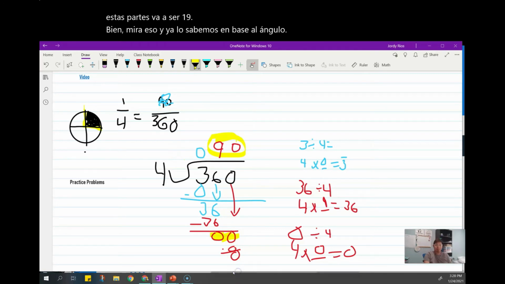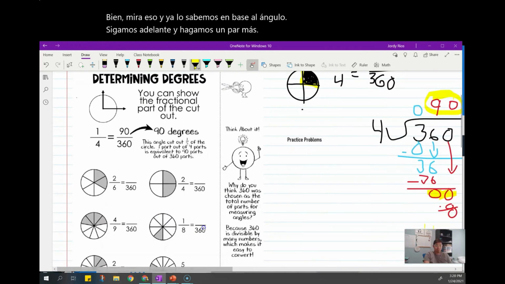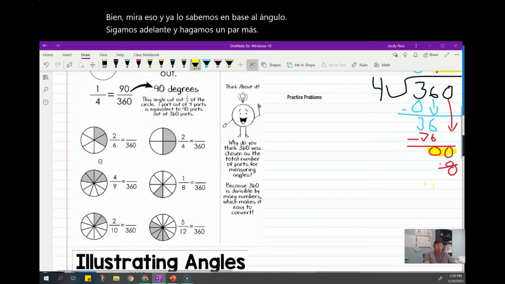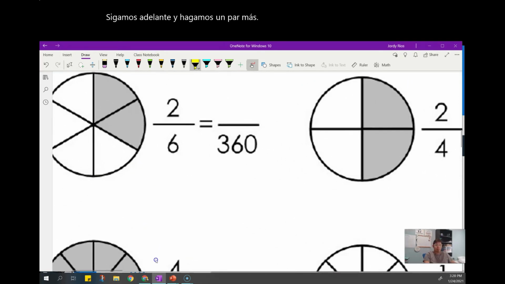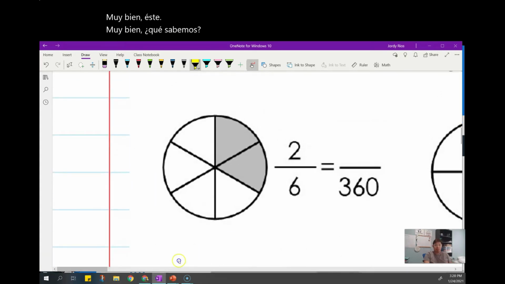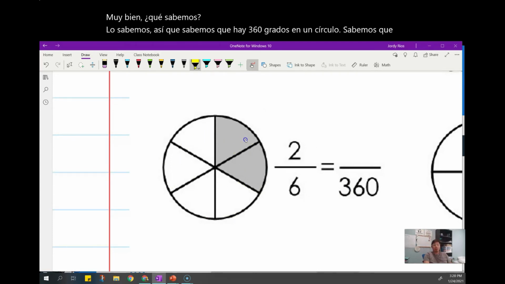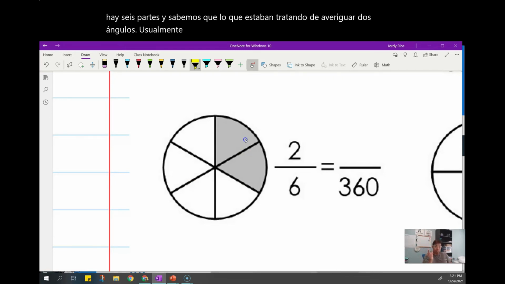Okay, let's go ahead and do a few more. Alright, this one. What do we know? We know that there's 360 degrees in a circle. We know that there's 6 parts. And we know that we're trying to find out 2 angles. Usually when we divide, we only get 1. Okay, so now I'm going to show you what to do.